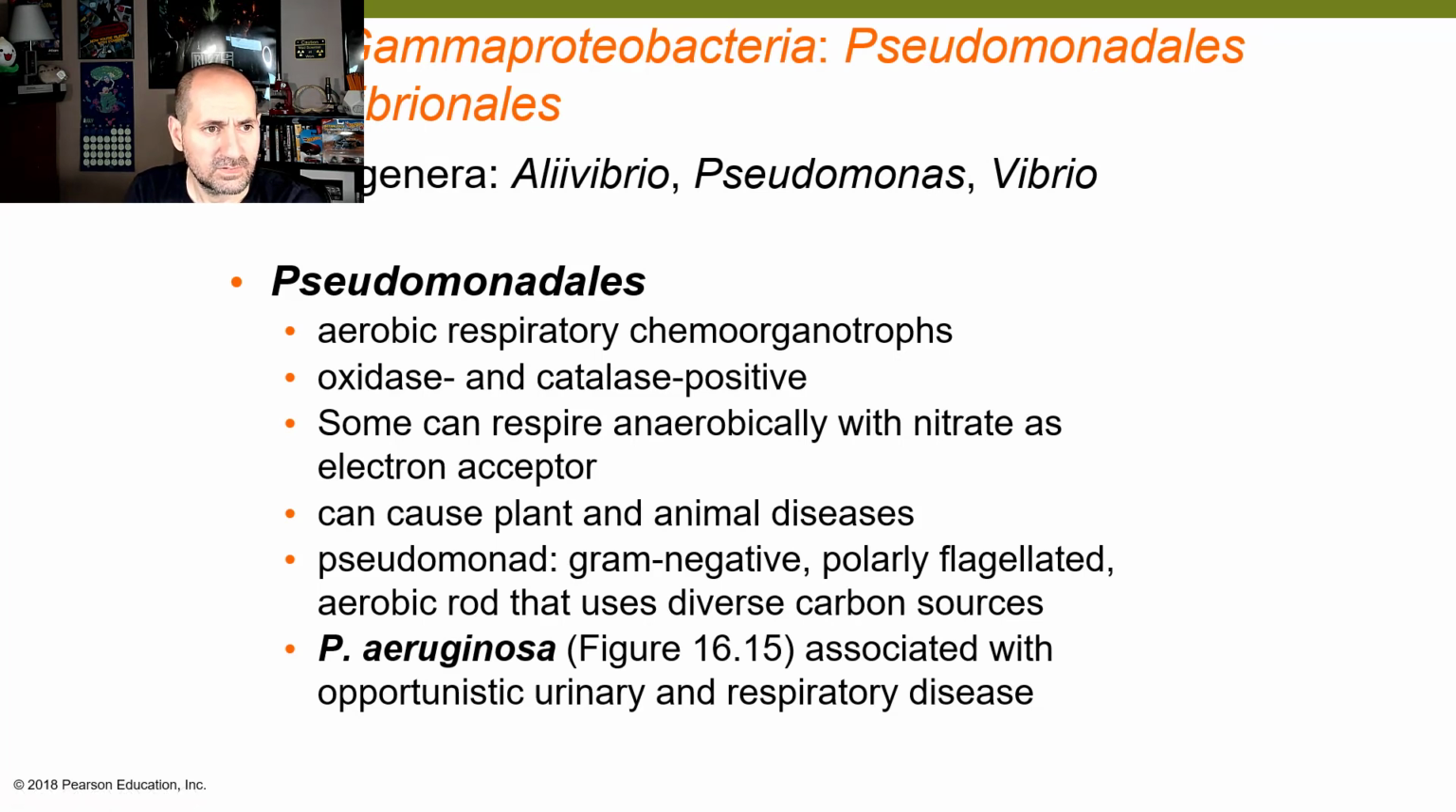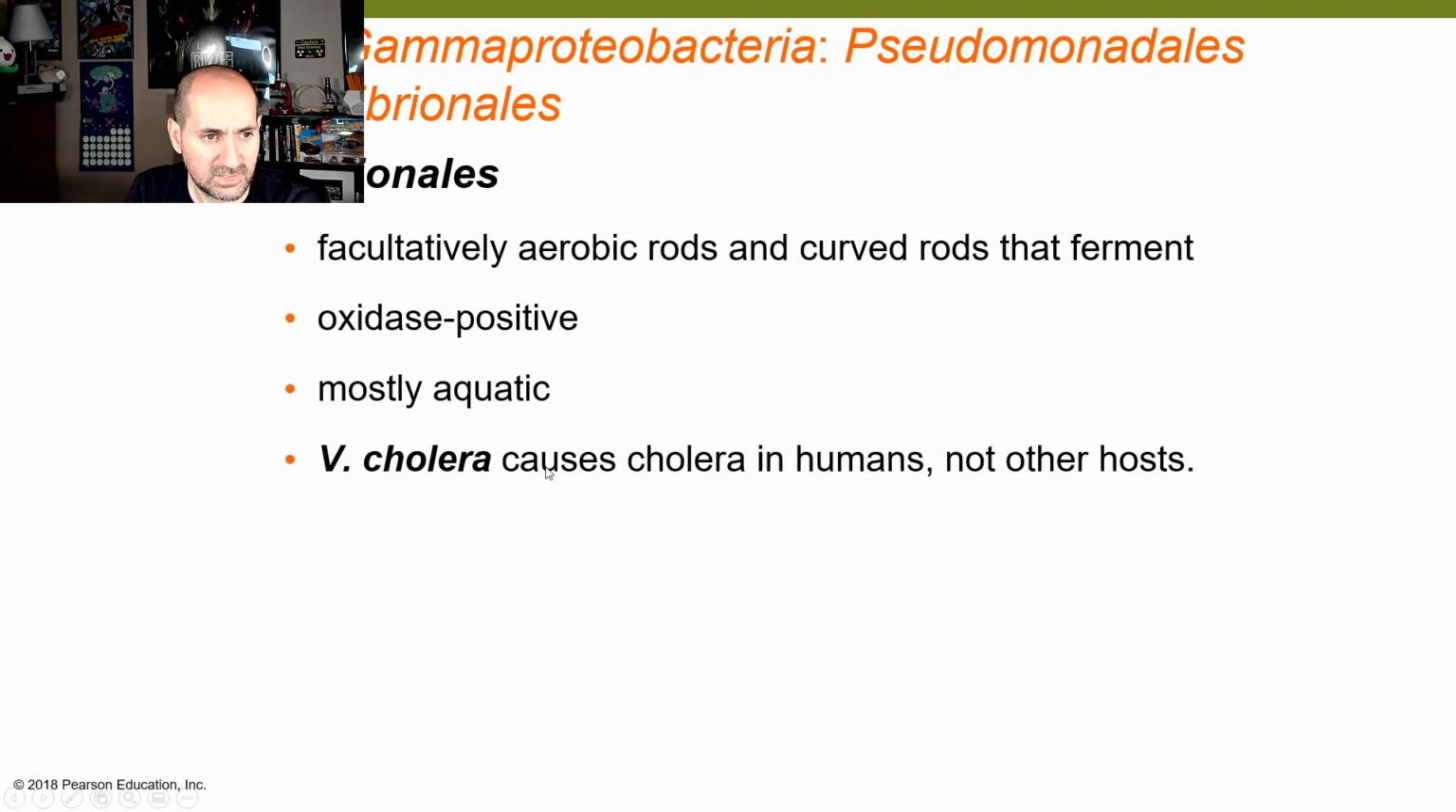All right. Oh, the Pseudomonads are also an example of gamma Proteobacteria. Pseudomonas aeruginosa is an important species to know about. It's associated with opportunistic urinary and respiratory disease, especially in hospitals. The Vibrionales, Vibrio cholerae is an important species to know about. It causes cholera in humans.